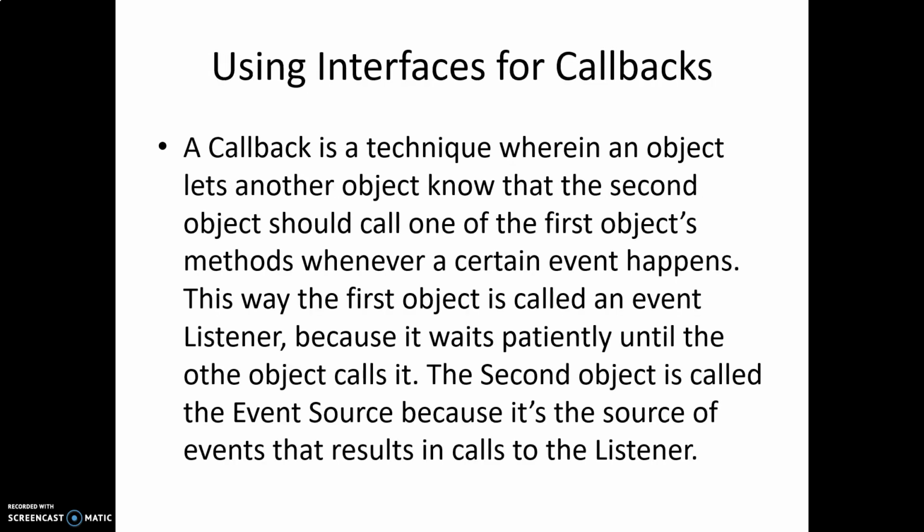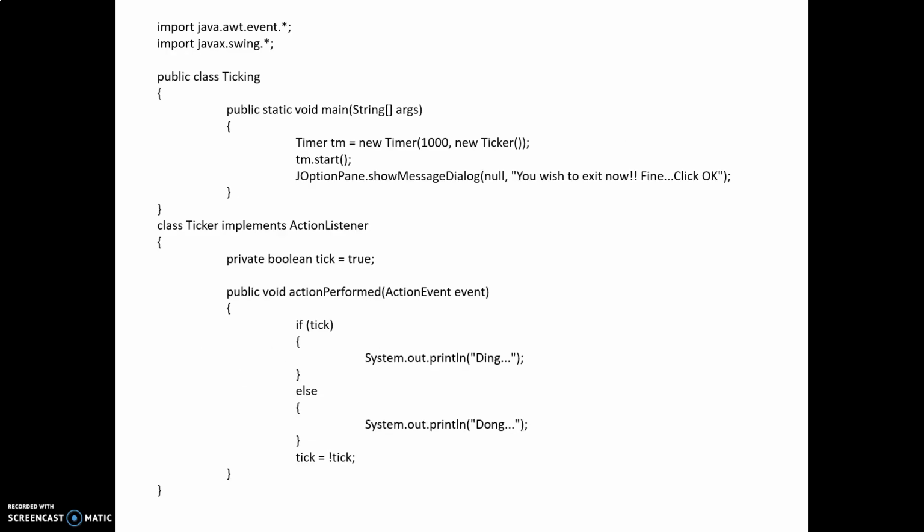Interfaces can also be used as callbacks. Callback interfaces are usually used for event handling mechanisms. A callback is a technique wherein an object lets another object know that the second object should call one of the first object's methods whenever a certain event happens. Whenever we are using an event source and there is some disturbance inside it, an event is generated and the generated event calls the event listener. In this way the interfaces will act. Now let us see one example where we are making use of event handling.